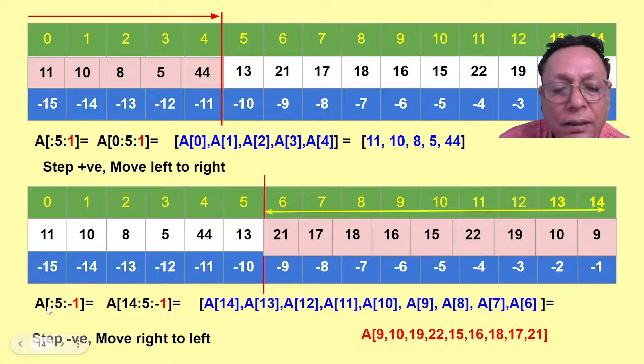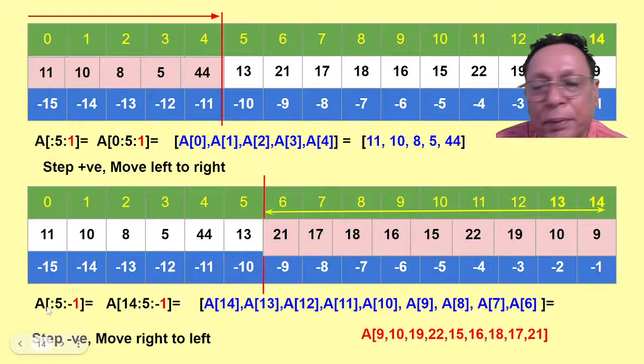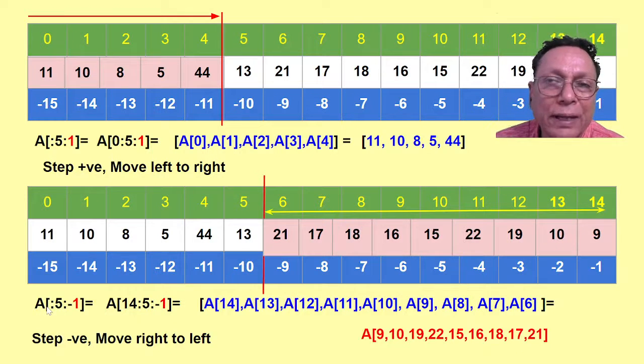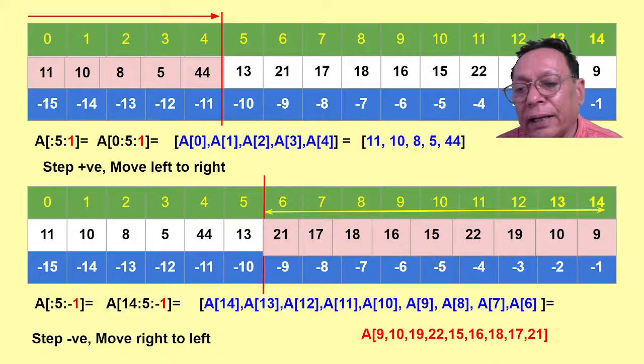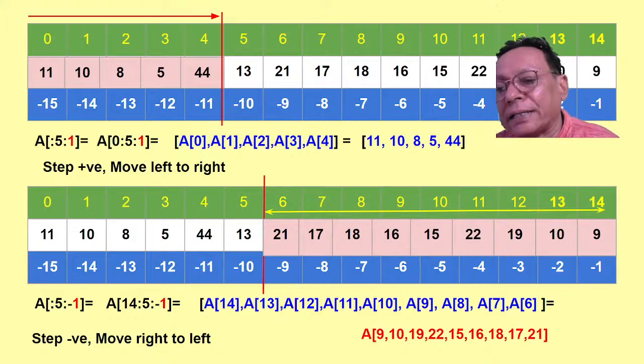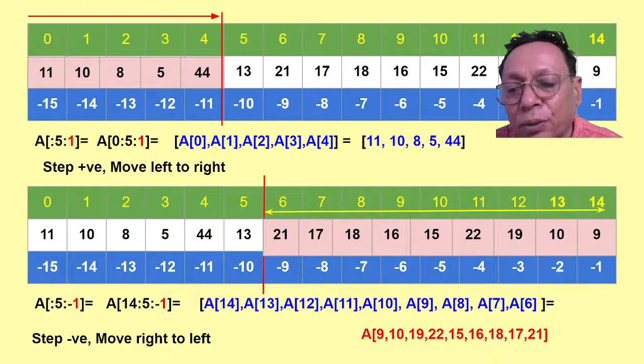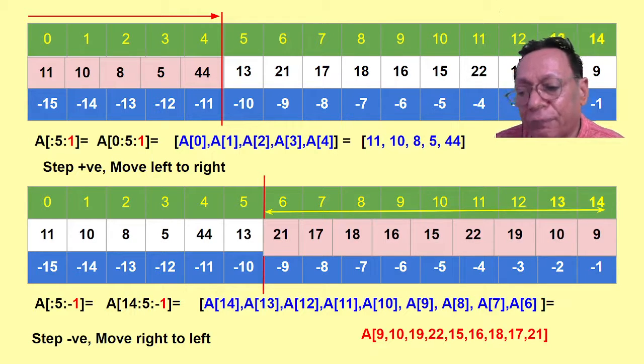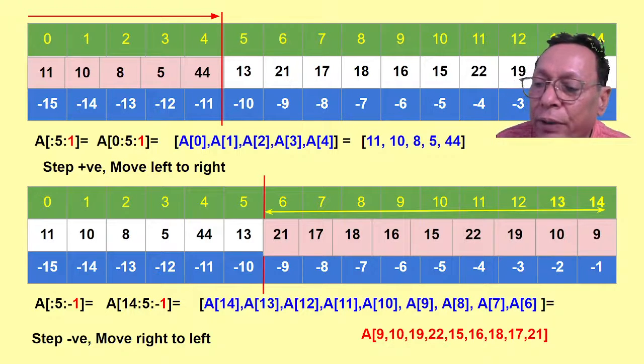When the start index is missing but the ending index is given and the step is given, that is -1, it means we will have to move from right to left. And this way we got A14, A13, A12, A11, A10, A9, A8, A7, A6, and we will have to exclude A5. And this way we have got the slice from right to left: 9, 10, 19, 22, 15, 16, 18, 17, 21.